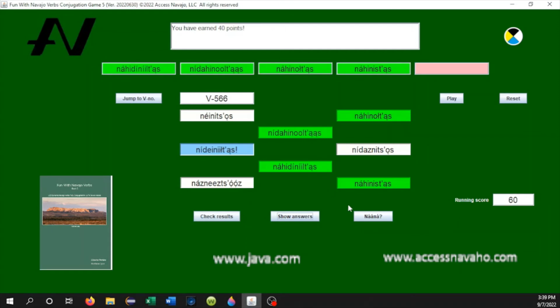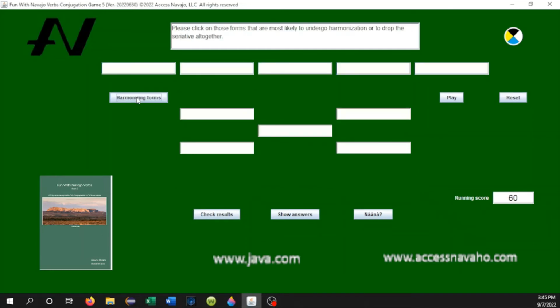Okay, so that way we can keep on playing this same verb again and again until we're able to pick out all the seriative forms in here. Now we get to what I think is the real fun part, mode 3. So I'm going to the mode button, I'm clicking on jump to verb number, and it changes to a button that reads harmonizing forms. So here what we're going to get are verb forms that can harmonize.